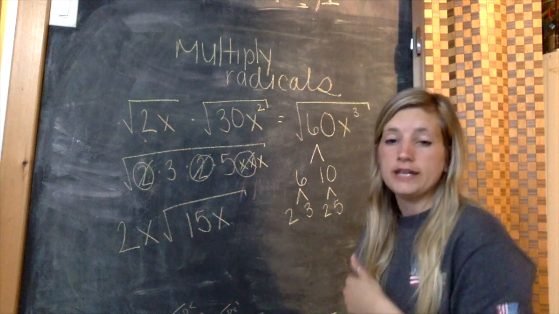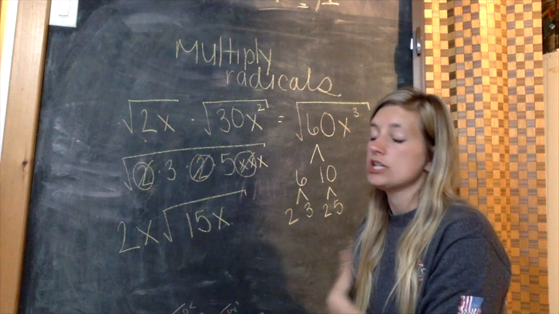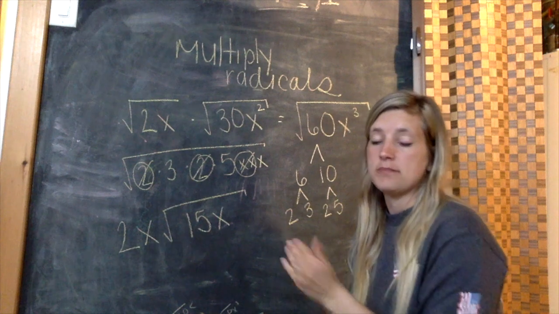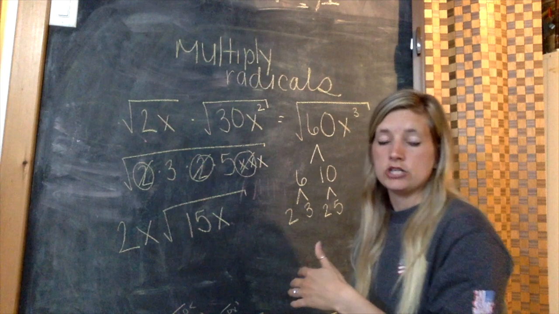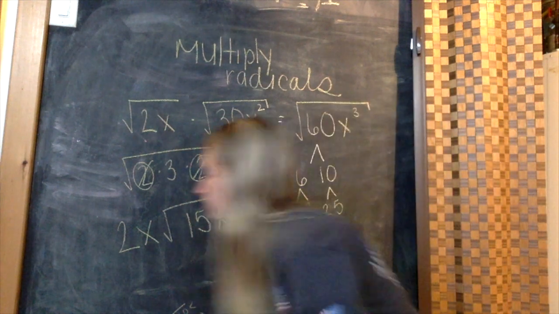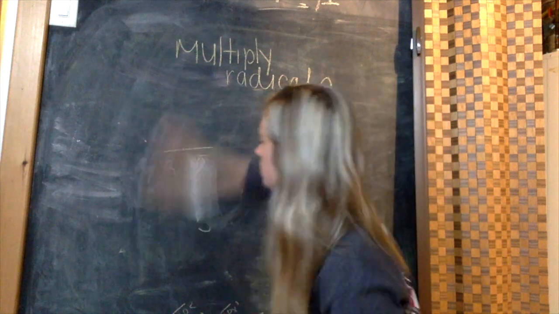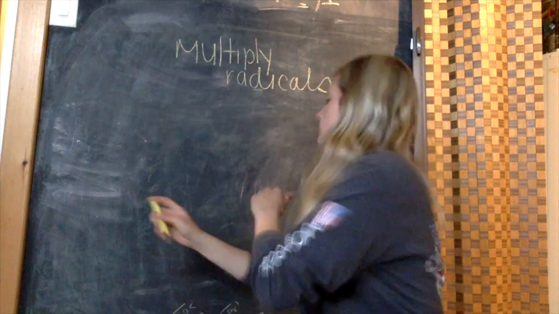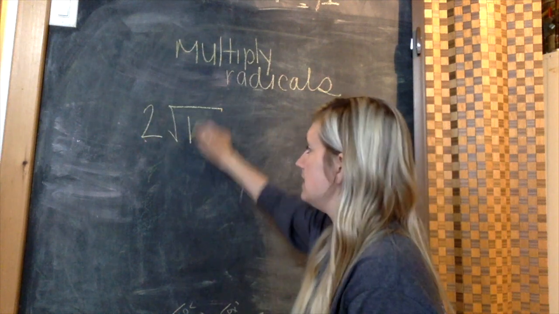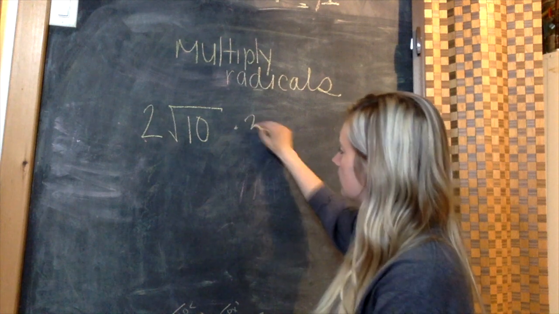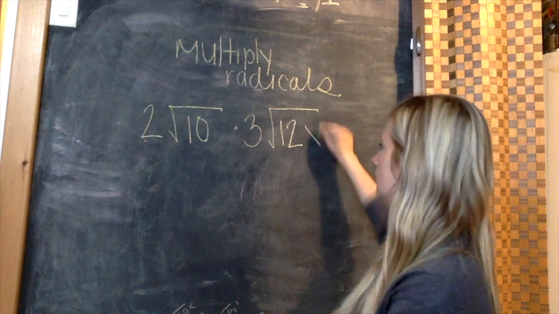So I have one more planned, and now we're going to throw those coefficients out front. Okay, it is just like we did last week. We kind of stepped up. We did just numbers, and then we threw in the variables, and then we threw in those coefficients. So it's kind of the same thing here. Okay, so let's try one more. Let's do 2 radical 10 times 3 radical 12x.